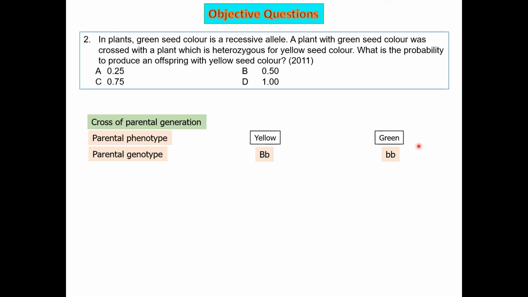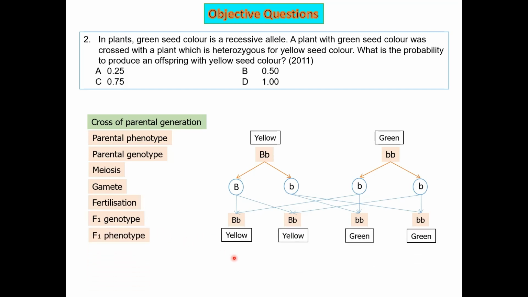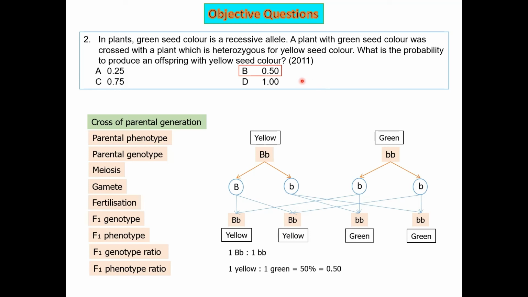This is recessive trait, so must be small letter b, and then the meiosis process, the gametes, fertilizations. Okay, then this is the genotype. So the phenotype is yellow, yellow, green, and green, based on the genotype here. And so the ratio is 1 to 1. 1 yellow, 1 green, or you can write 50% or 0.5. So the answer is B.